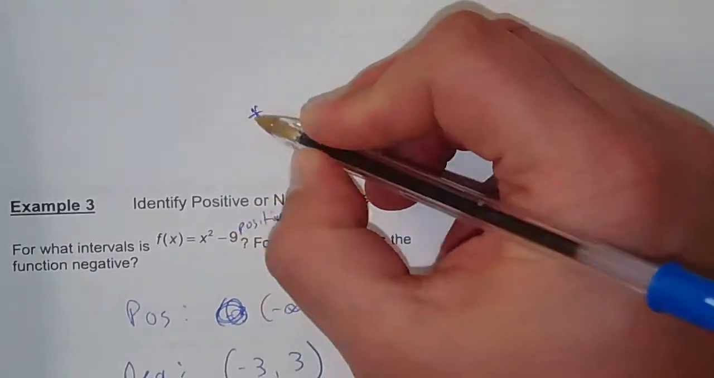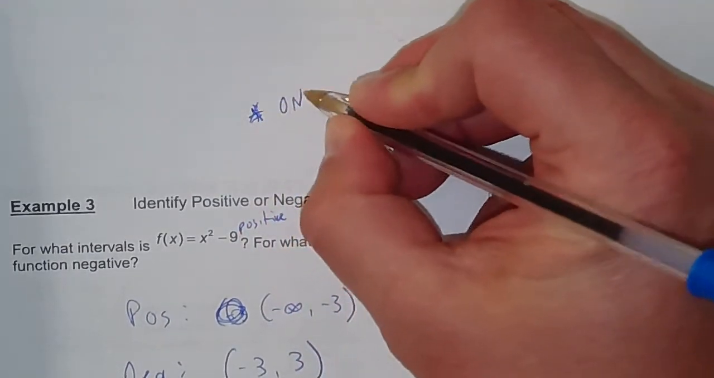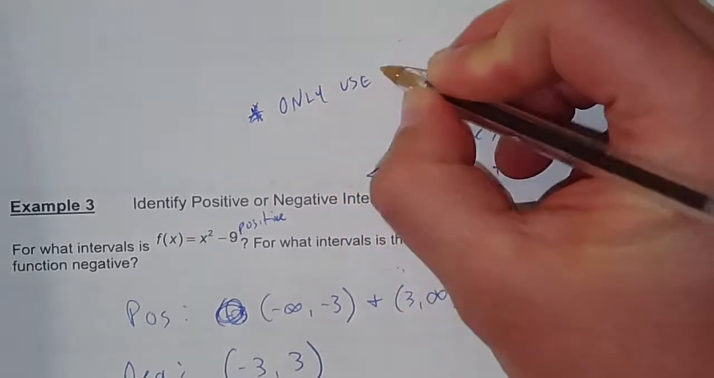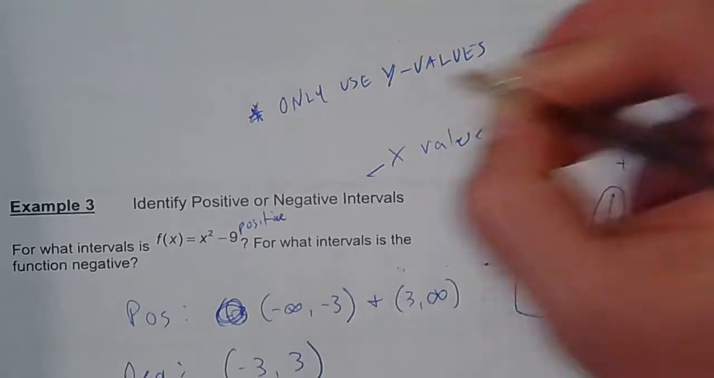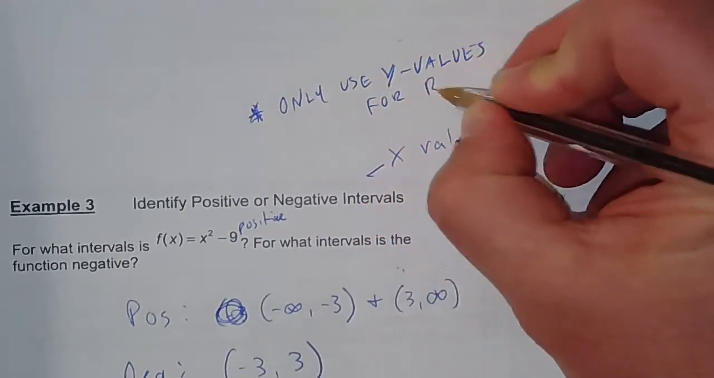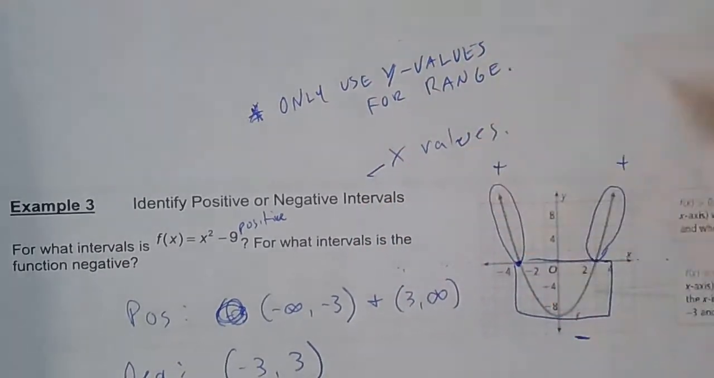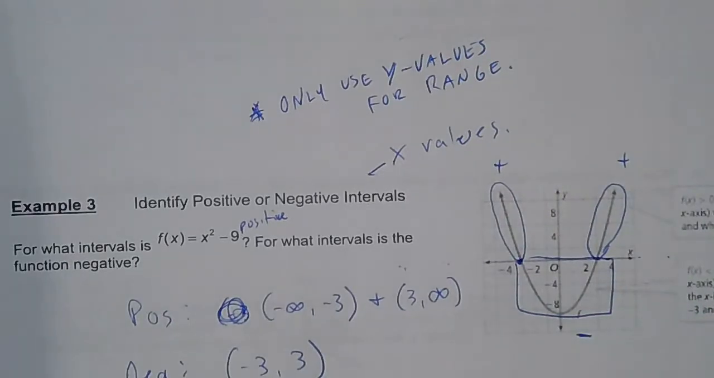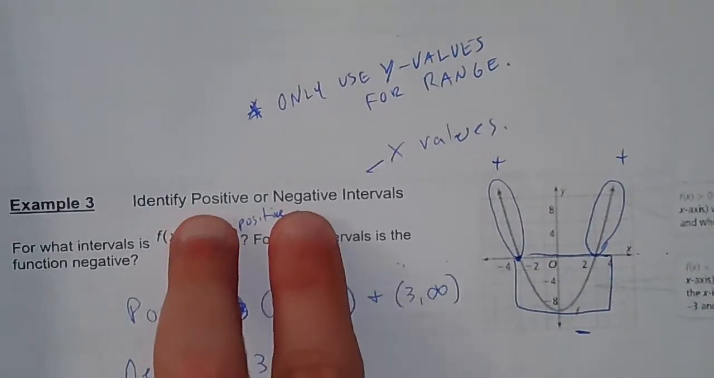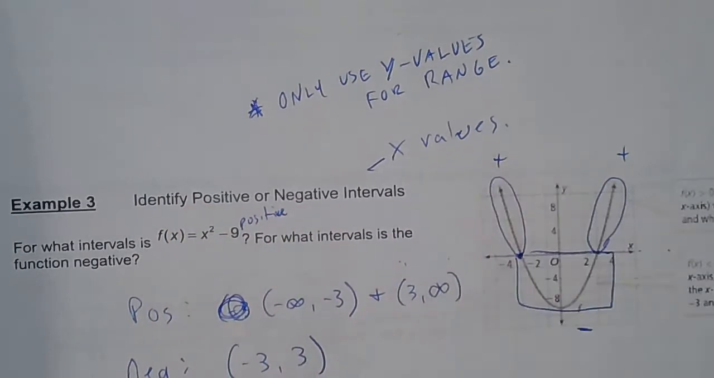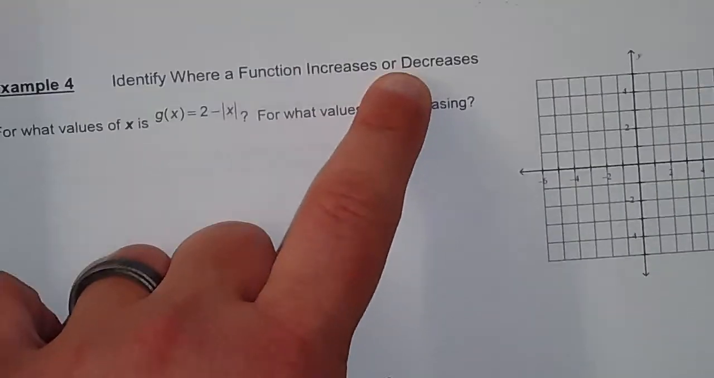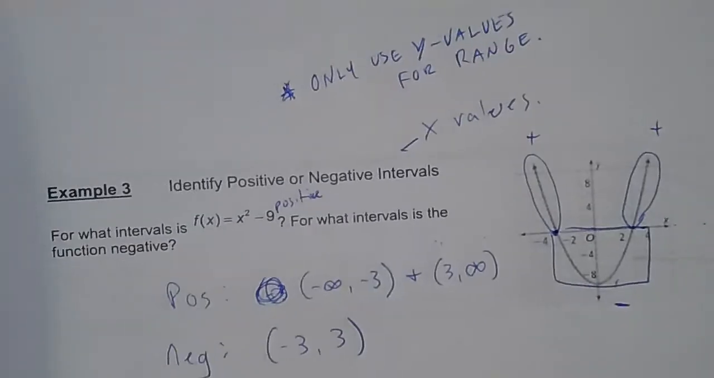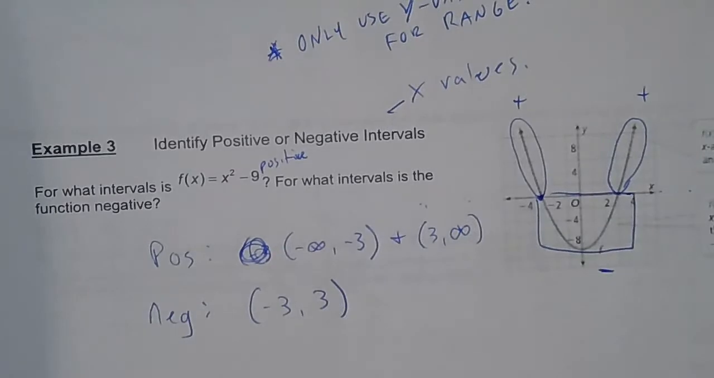So if you just want to make yourself a little note here, I'm going to say only use y values for range. Every other interval, there's a lot of other types of intervals, use your x values. So for domain, you'll use your x values. For positive and negative intervals, you're going to use your x values. In just a minute, we're going to talk about increasing and decreasing. You're going to use x values for that as well. So basically, you only care about y values on your range and use x values for every other type of interval that you're going to look at.